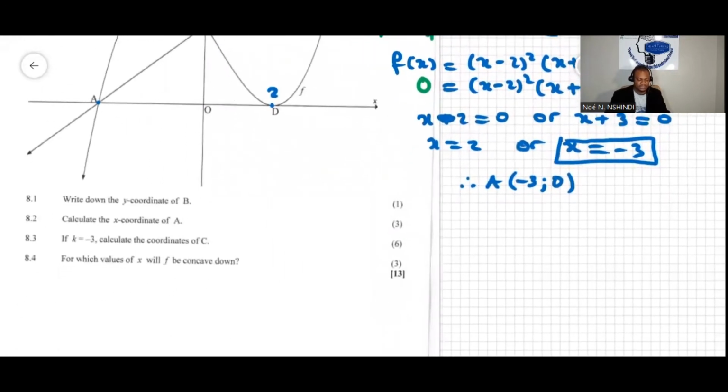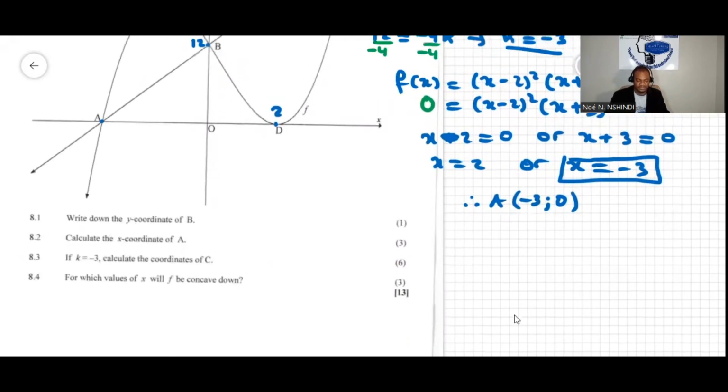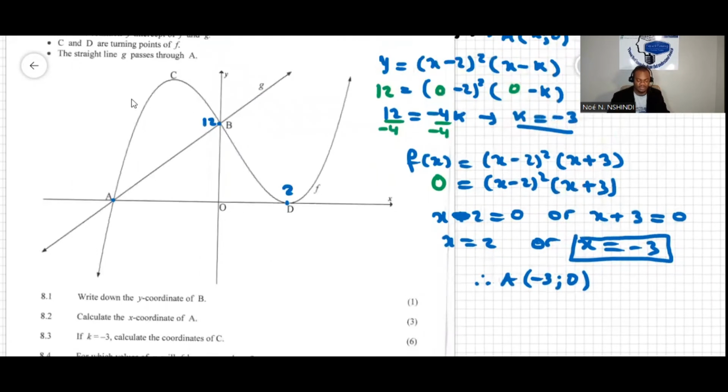what else? The question says here, if k equal to -3, calculate the coordinates of C. All right, let's see where C is, that point. C is this point. C is actually the turning point or the maximum here. And then we know by the turning point, the tangent line is always horizontal, okay? Meaning the gradient of the tangent line is 0.